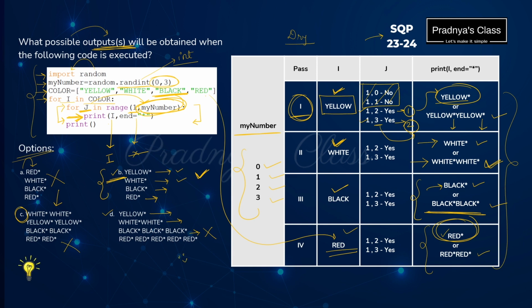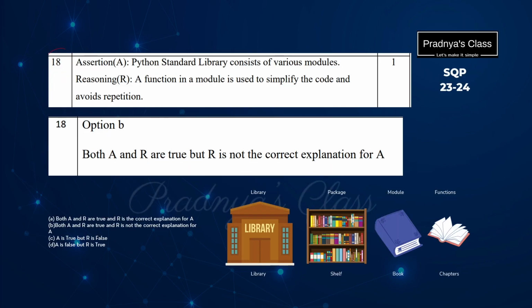Hope you understood this explanation. There is one more question based on modules in the sample question paper. It is in the form of assertion and reasoning. So let's read it. Python standard library consists of modules. I hope you know the relationship between library, package, module and functions.